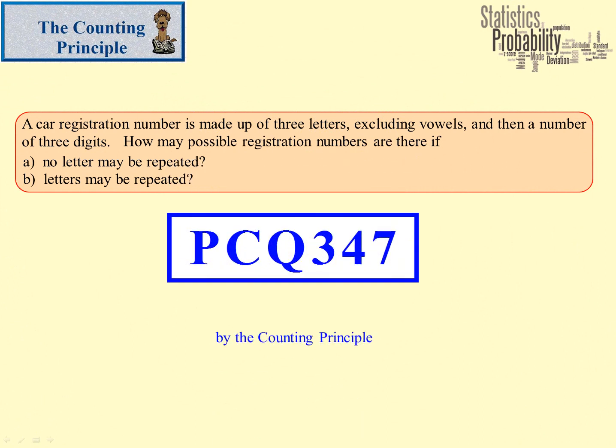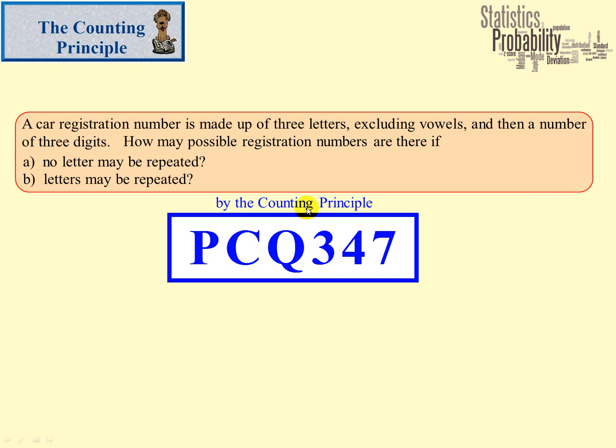Right, let's have a look at another one. A car registration number made up of 3 letters, excluding vowels, and a number of 3 digits. Now, you might wonder why excluding vowels. As soon as you have vowels inside there, it can form words, and there could be quite a few rude words, and that's why they exclude them. So nobody's landed with a registration number which could embarrass them.